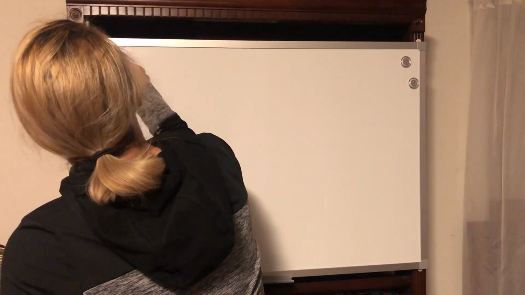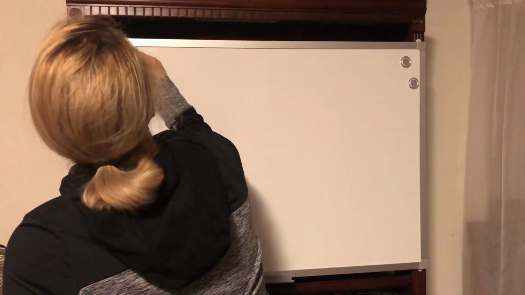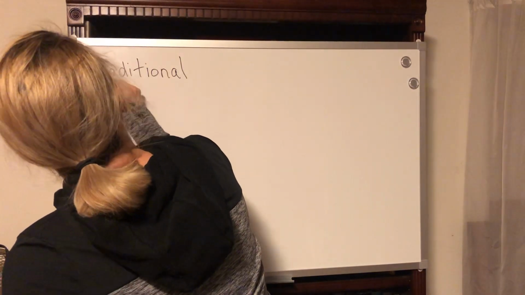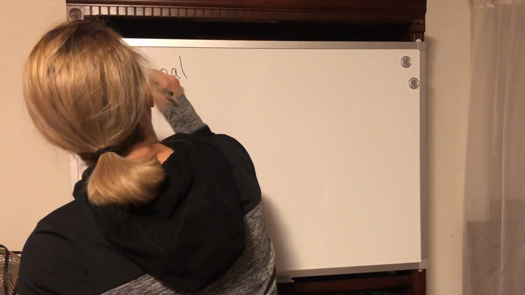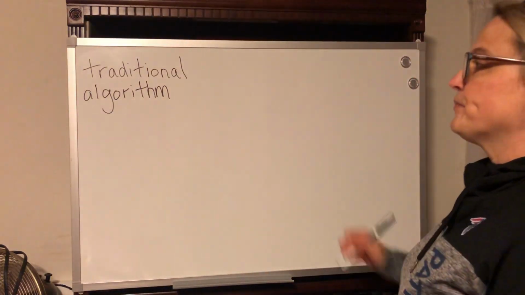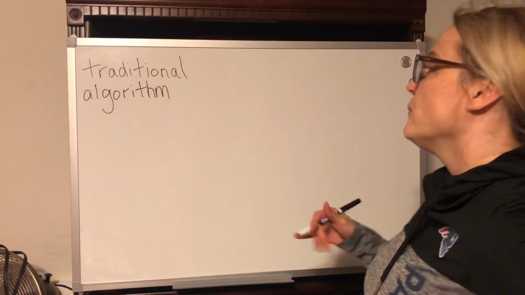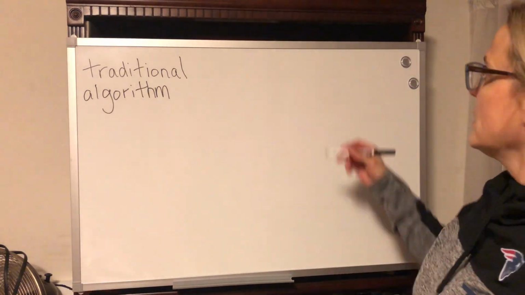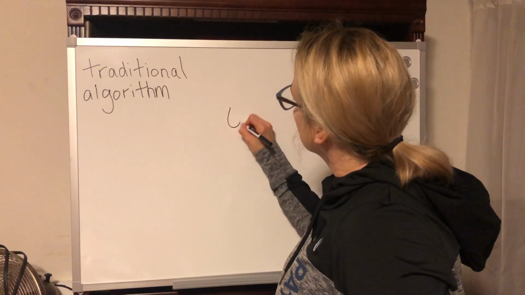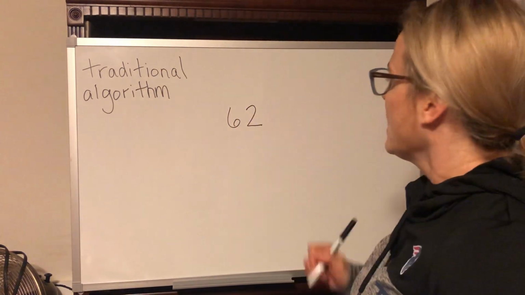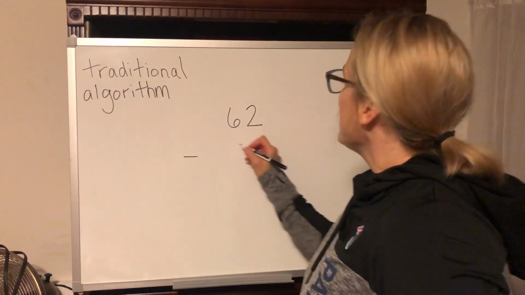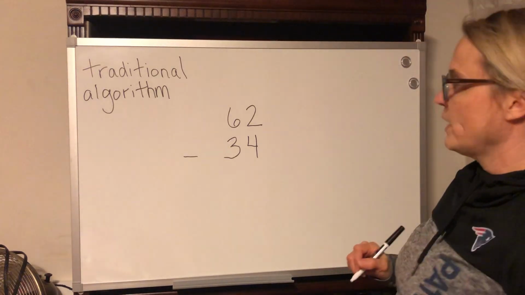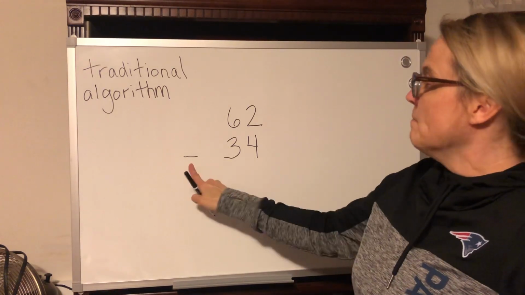So the traditional algorithm. So we are going to put our numbers. When we are setting up a traditional algorithm, that is when we're using the vertical number sentence. So I am going to put a number in, 62, and then I'm going to put my subtraction, and then I'm going to take 34 away from it. So 62 minus 34.